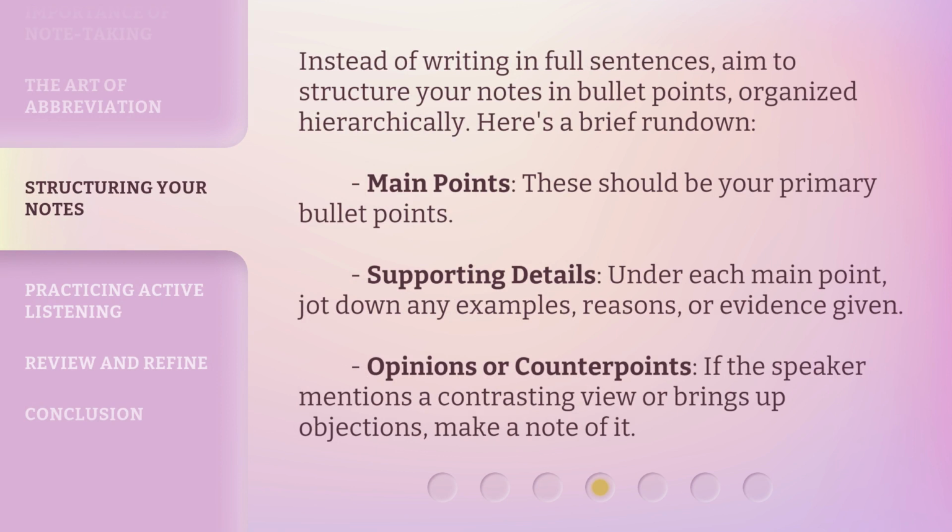Instead of writing in full sentences, aim to structure your notes in bullet points, organized hierarchically. Here's a brief rundown. Main points. These should be your primary bullet points. Supporting details. Under each main point, jot down any examples, reasons, or evidence given. Opinions or counterpoints. If the speaker mentions a contrasting view or brings up objections, make a note of it.